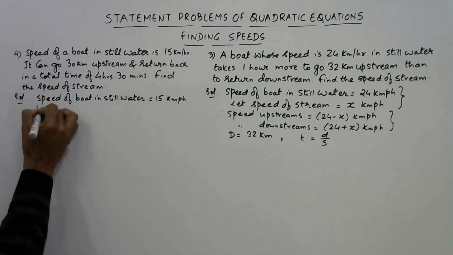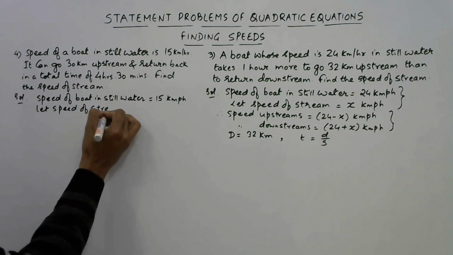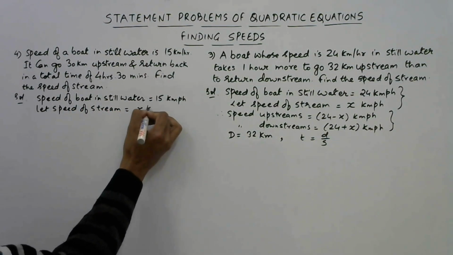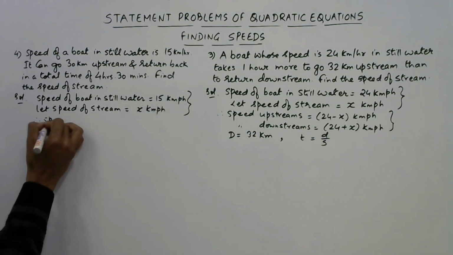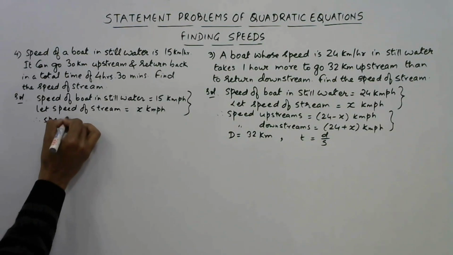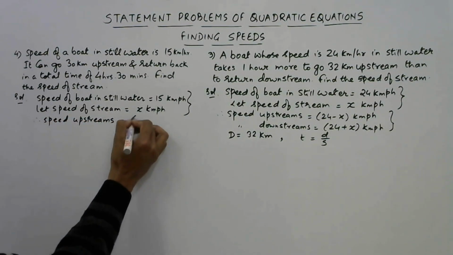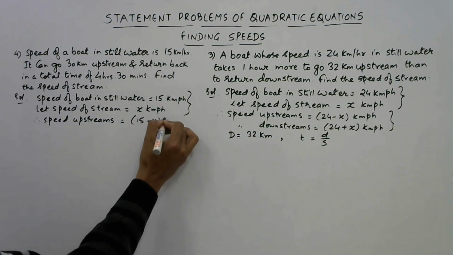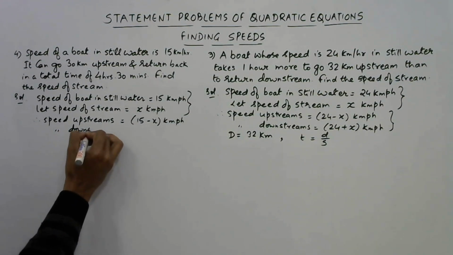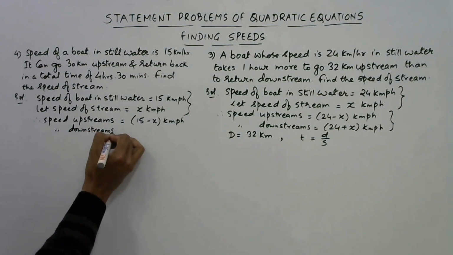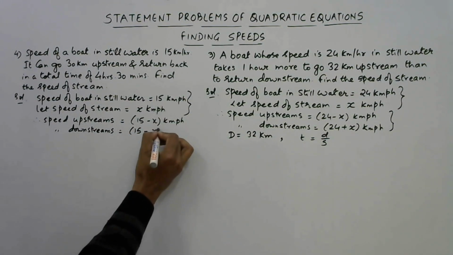Again, you have to assume that the speed of stream is x kilometer per hour, and from these two you can find the speed upstream, which will be the difference of the two, and the speed downstream, which will be the sum of the speed of the boat and the speed of stream.